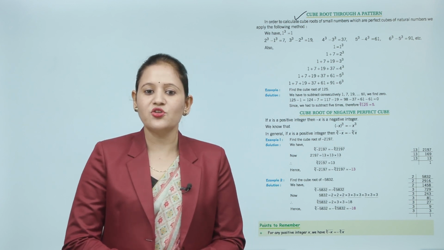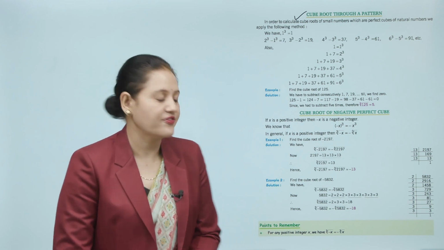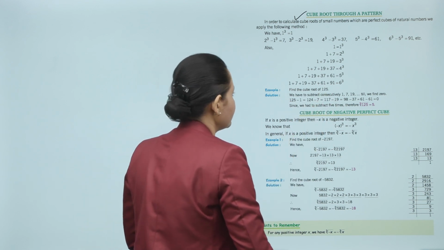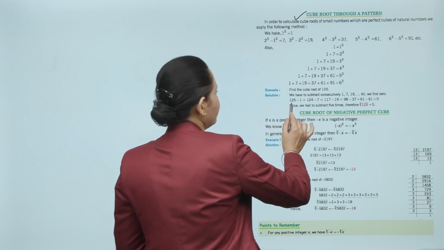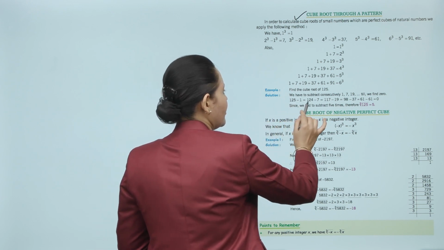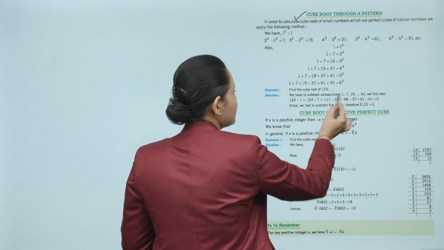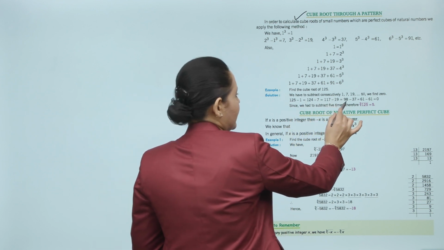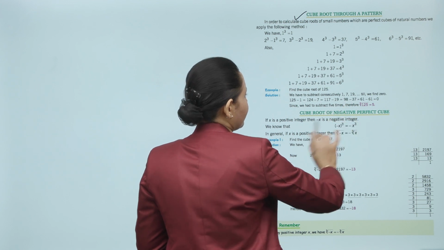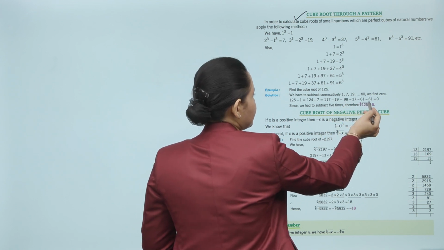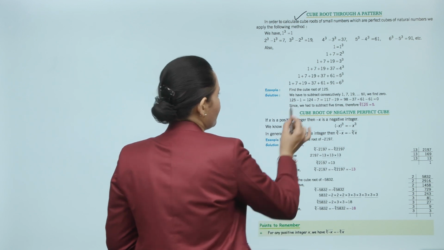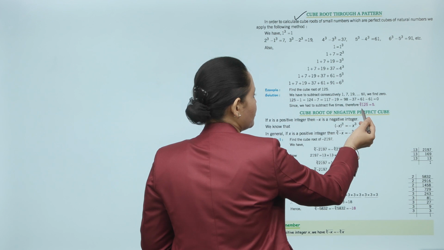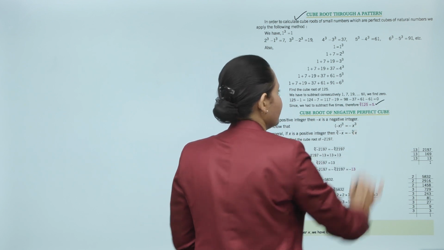Next, find the cube root of 125. So we have to find the cube root of 125. First we will subtract: from 125 we subtract 1, that gives 124, then subtract 7, that gives 117, then 19, that gives 98, then 37, that gives 61, and 61 minus 61 is 0. So how many times have we subtracted? We have subtracted 5 times. So the cube root of 125 is 5.